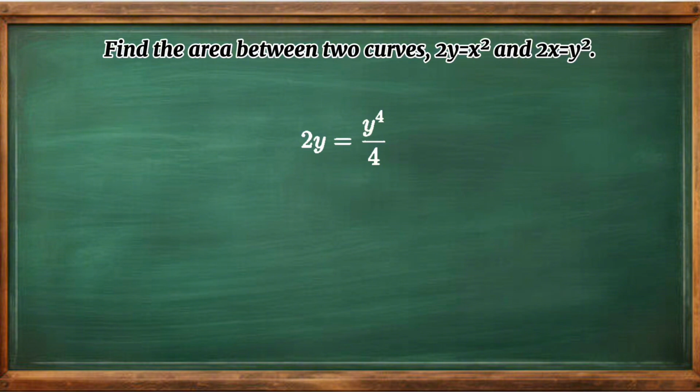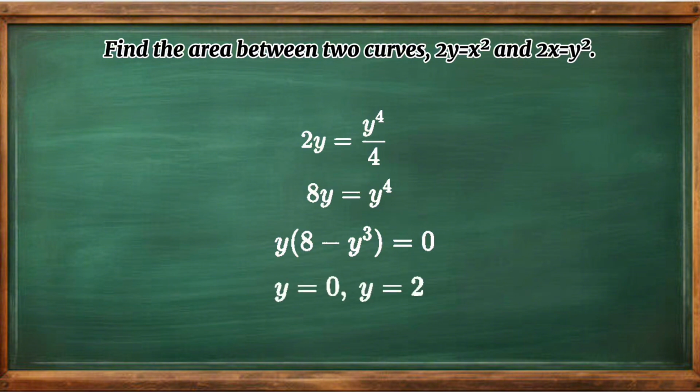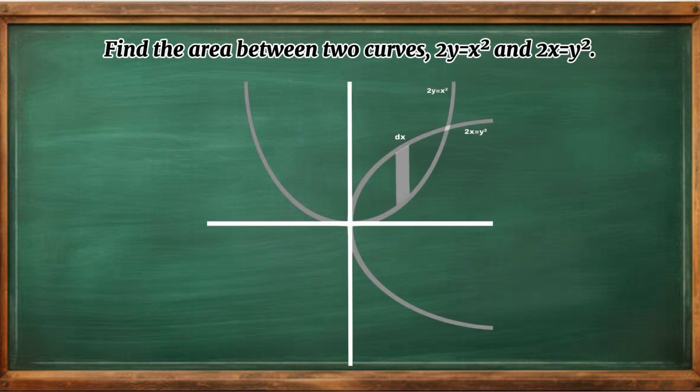Multiplying both sides by 4 to eliminate the factor, we get 8y is equal to y raised to 4, which simplifies to y times 8 minus y cubed is equal to 0. Solving this equation, we find the limits of integration are y is equal to 0 and y is equal to 2. Next, we set up the integral to compute the area between the two curves.